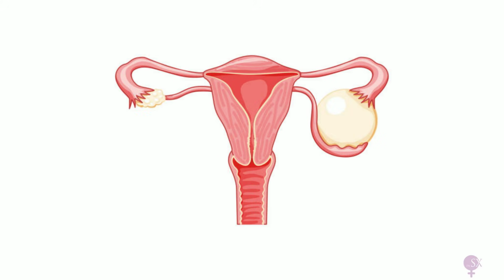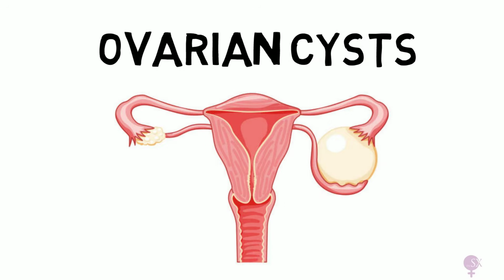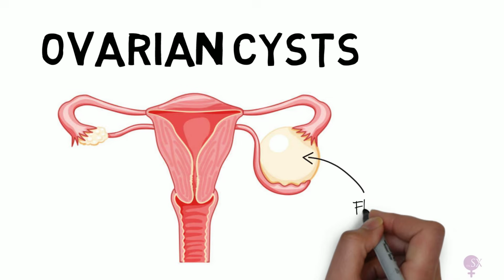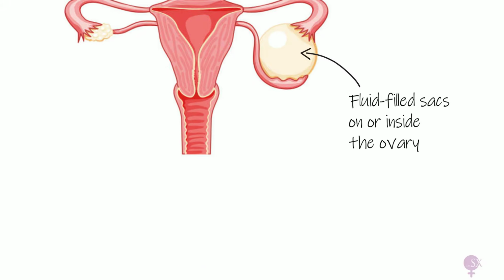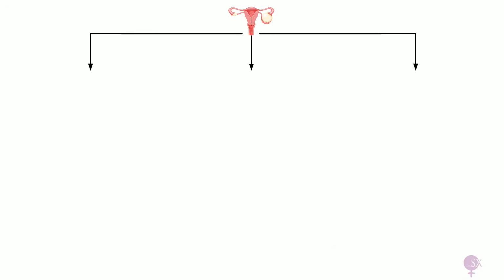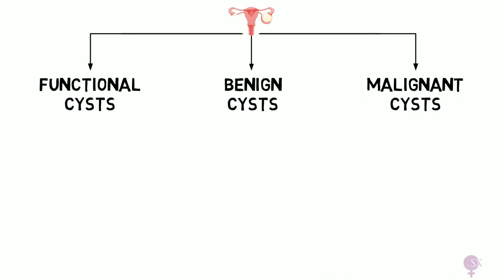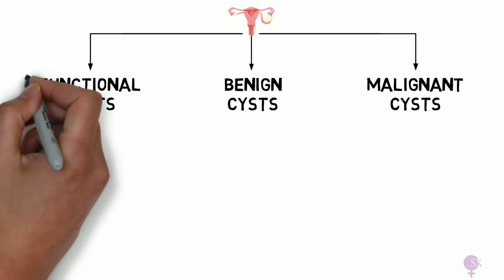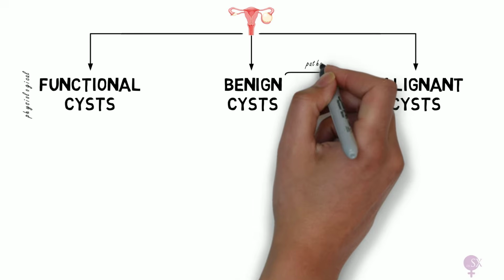In this video, we're going to be talking about ovarian cysts. An ovarian cyst is a fluid-filled sac forming on or inside an ovary. We've got many different types of cysts, and I've created this flowchart to help you out. So we can broadly divide them into functional cysts, benign and malignant cysts. Functional cysts are physiological and related to the menstrual cycle, while the others are pathological.